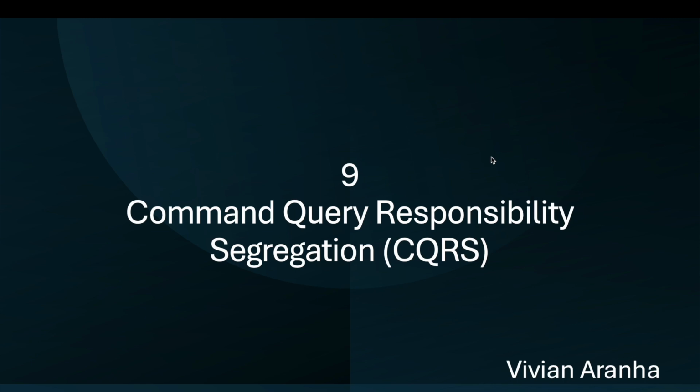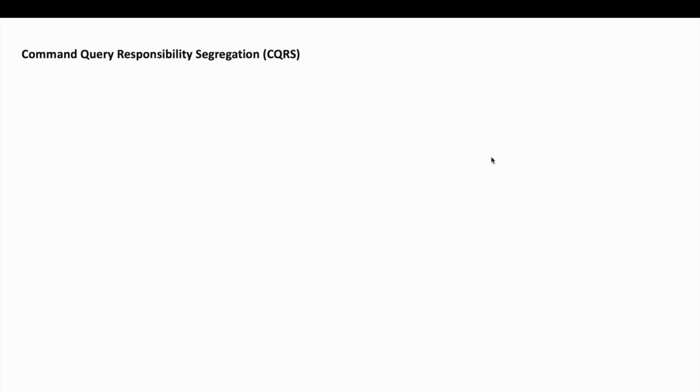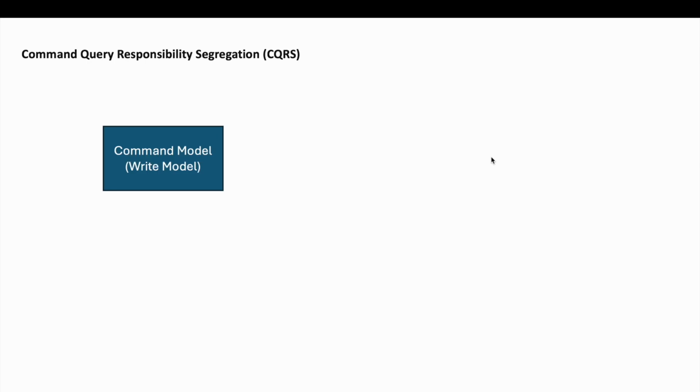CQRS is often used in conjunction with event sourcing, where changes to the state of an application are stored as a sequence of events. Let's look at the components of CQRS. The first one is the command model, also called the write model, which handles create, update, and delete operations. It is responsible for processing commands, validating them, and applying changes to the data.